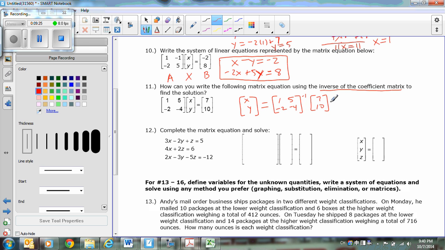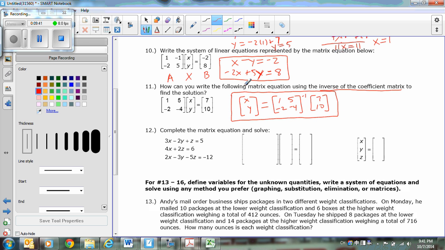All right, now at that point we're done. How can you write the following matrix equation using the inverse of the coefficient matrix to find the solution? That's exactly how we would write it. You don't need to solve it. All you need to do is rewrite that equation.